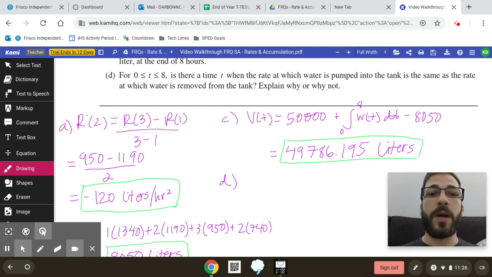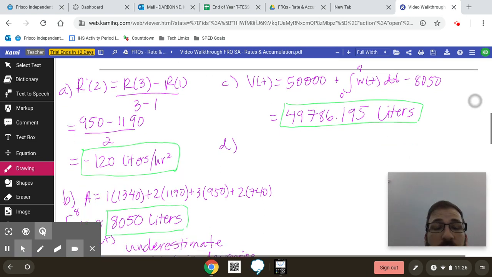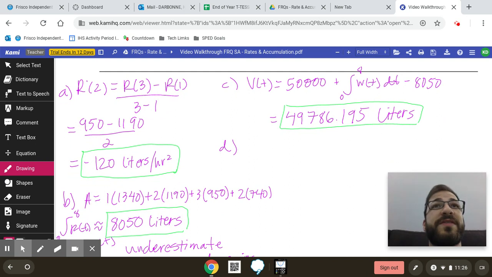Intermediate value theorem is how I prove that a value exists on some interval. And the interval I'm trying to prove that it exists on is between 0 and 8. So to prove that W of t minus R of t equals 0 at some time between 0 and 8, I have to know what's happening at the endpoints. So I have to know what's happening at W of t minus R of t at 0 and at W of t minus R of t at 8.